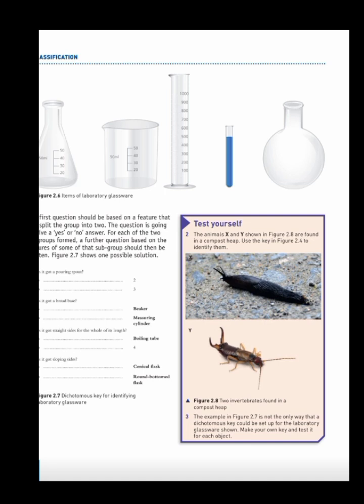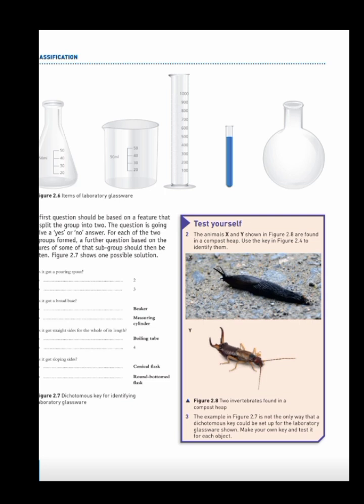So here are the instructions on how to construct a dichotomous key. The steps are: firstly, observe the specimen carefully. Then choose one clear feature and divide into two groups. Write down two contrasting statements that are opposite to each other. Continue until all the items are identified, so that no one is left out, and move to the next step and continue this until it is identified.